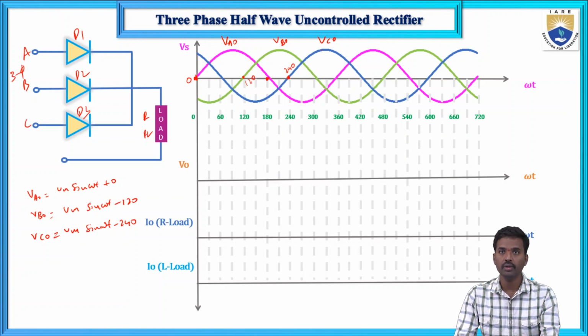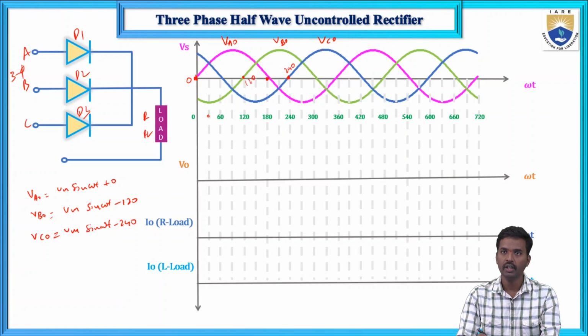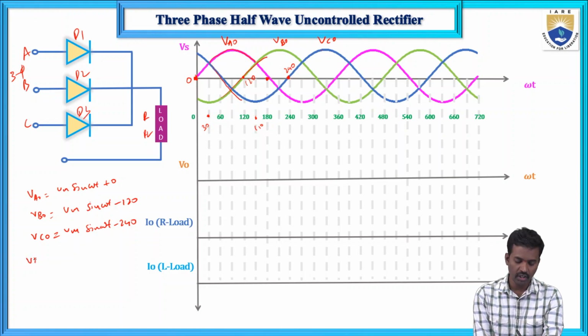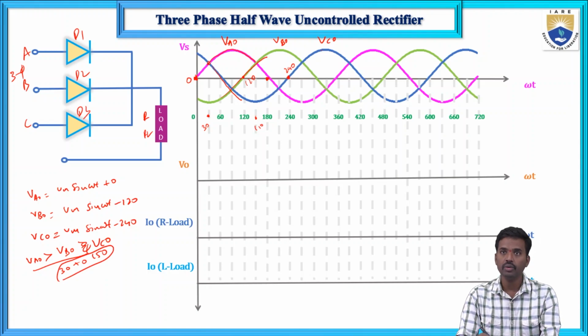Now if you compare the three waveforms, during the period from 30 to 150 degrees, VA0 is maximum as compared to VC0 and VB0. So VA0 is greater than VB0 and VC0 between 30 and 150. Between 30 to 150, VA0 is greater as compared to VB0 and VC0.